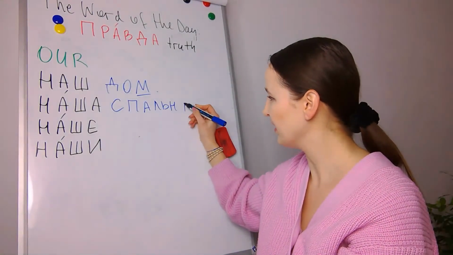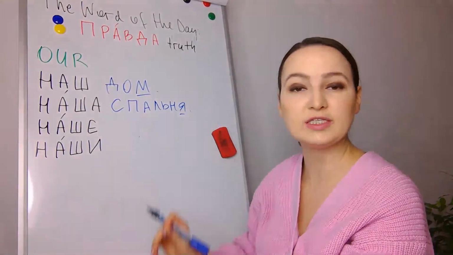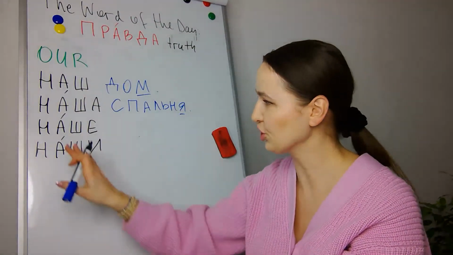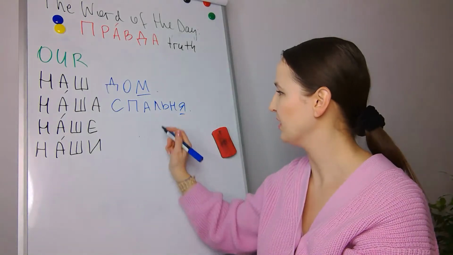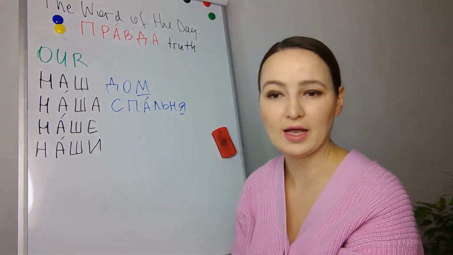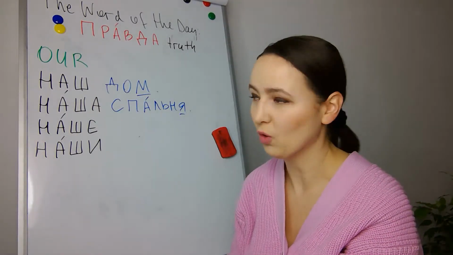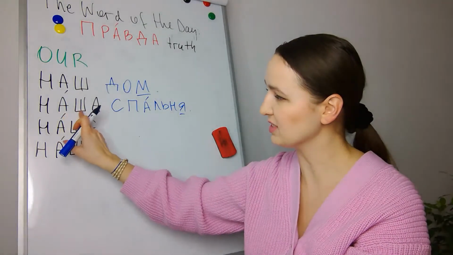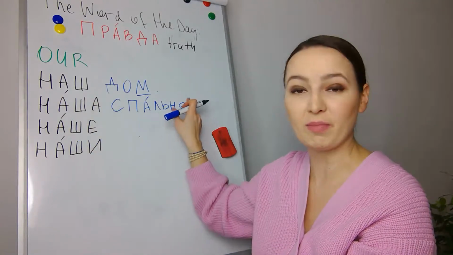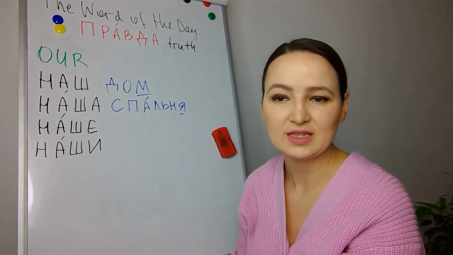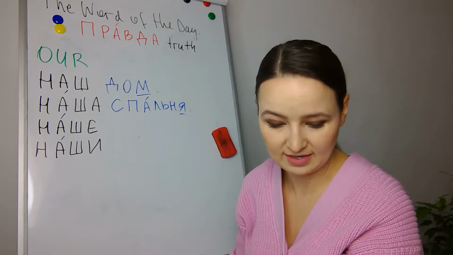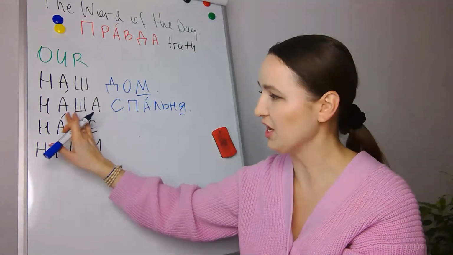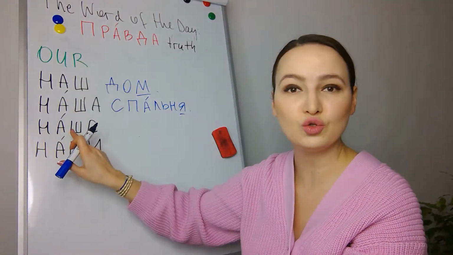Спальня. It ends in ya, so it's feminine. Наша спальня. Спальня. A is stressed. Bedroom. Очень хорошо. Our bedroom. And we use наша here because спальня is feminine. Наша спальня. Отлично.